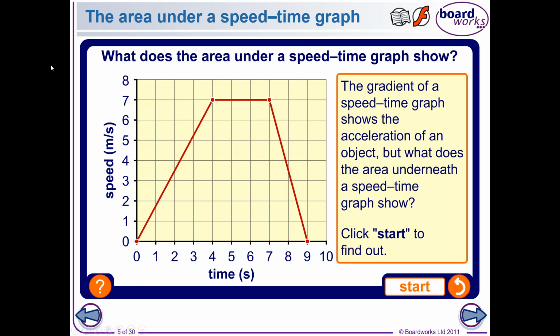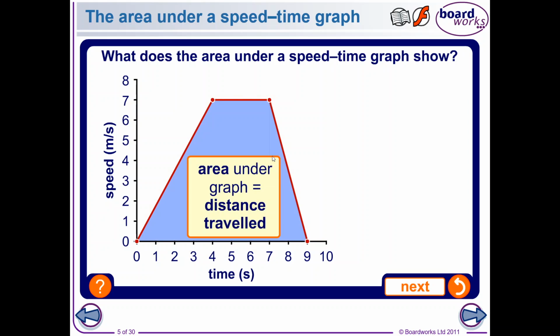There's one more thing we can work out as well, which is actually looking at the area underneath the graph. And this is a bit more tricky. The area under the graph, so if you imagine this is a shape, the area of this shape will tell us the distance that the object has travelled. And actually, if you've got a graph, you can measure that area to work that out.